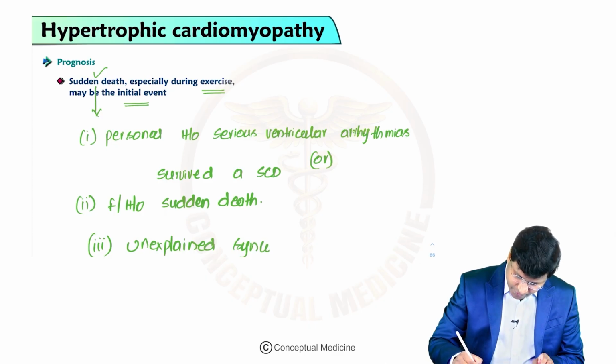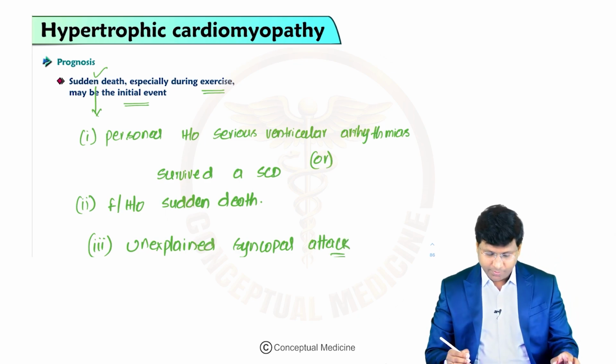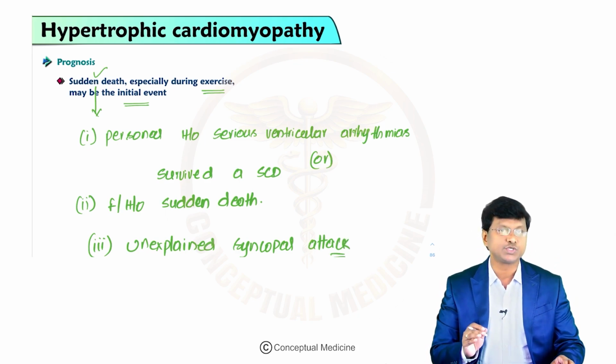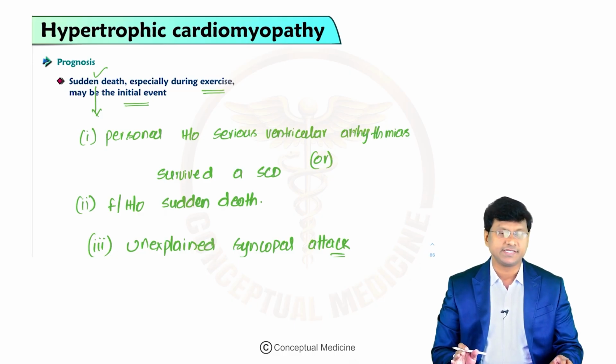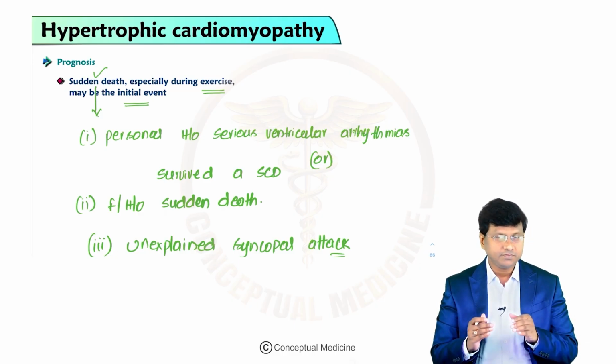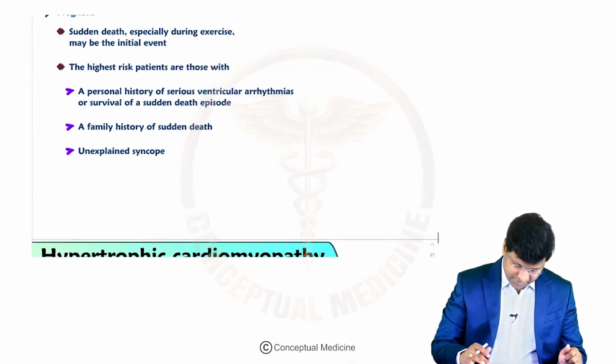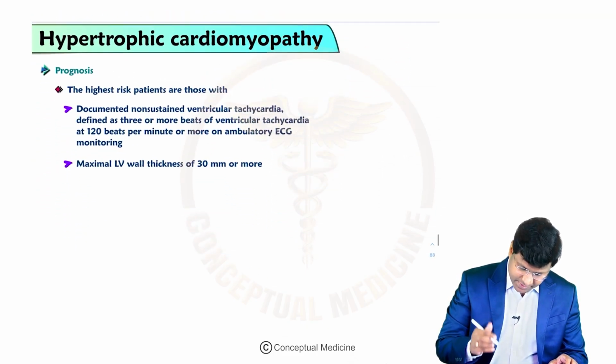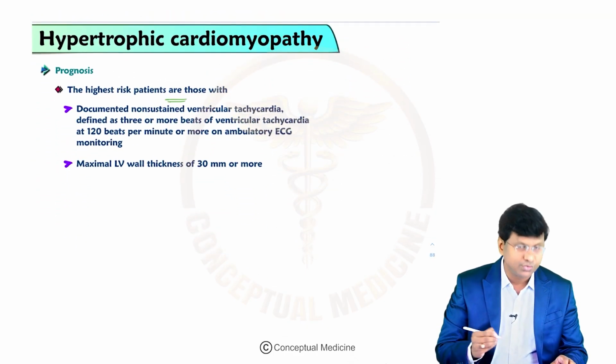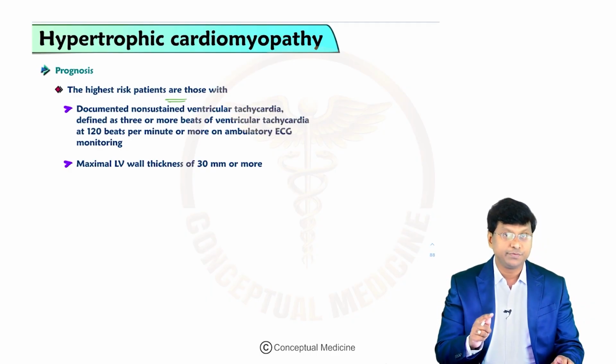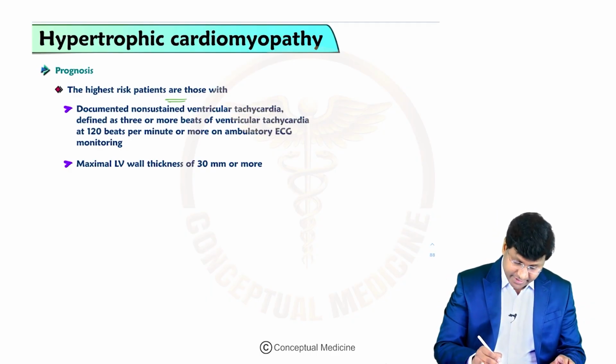So these are the group of individuals. Right, these are the group of individuals who are at risk of sudden death during exercise. Now, apart from this, the other group of individuals who are at high risk are those individuals with documented non-sustained ventricular tachycardia.